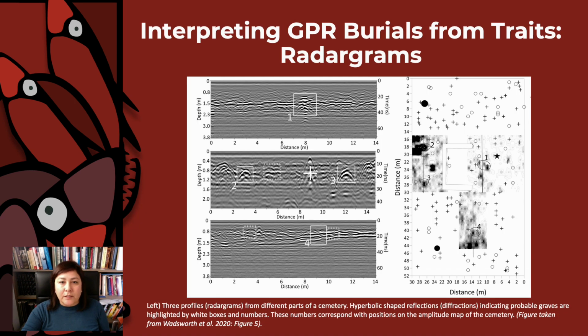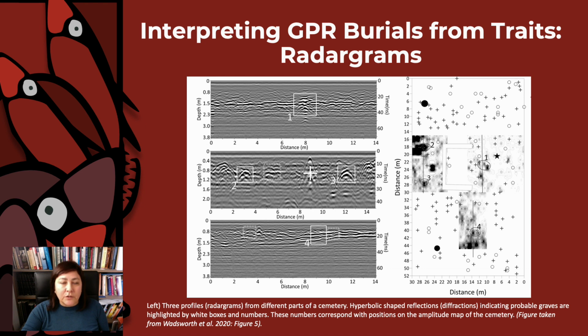Radargrams visualize a linear sequence of radar scans on the ground, which are collected as one moves the GPR machine across the ground surface. The radargram shows the amplitude of the reflected signal as a visualization in profile, as though seeing the subsurface from the side. Radargrams are both the source of data for amplitude maps and most useful in identifying buried features.